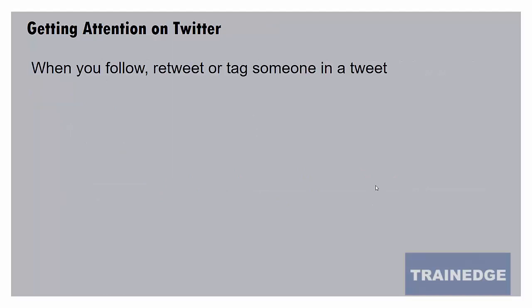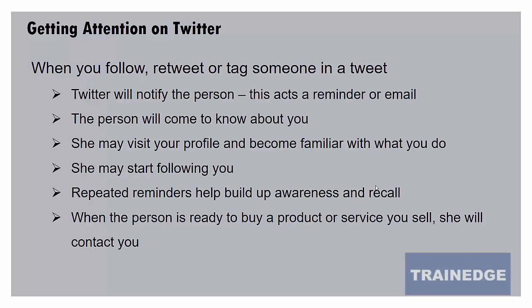When you follow somebody, you retweet, or you tag someone in a tweet, Twitter notifies the person. And that notification could be an email and a notification inside the Twitter user area. So when the person comes to Twitter, he will see a notification in the notification area of Twitter. And the person will go there to see what the notifications are, and he will see your name. So this way the person will come to know about you.